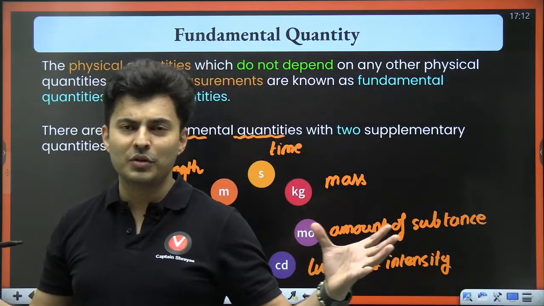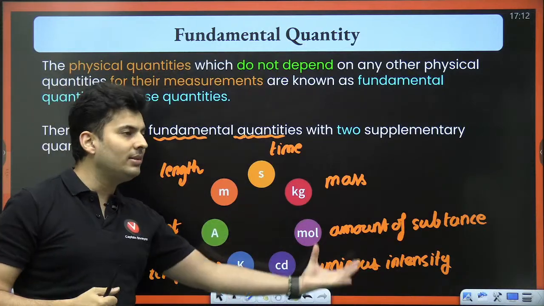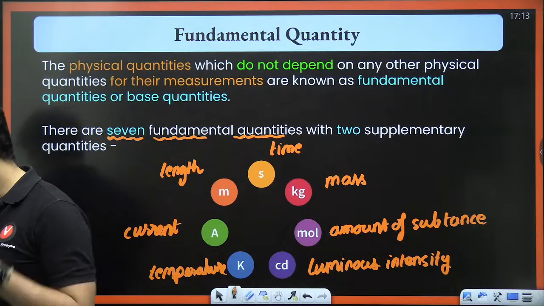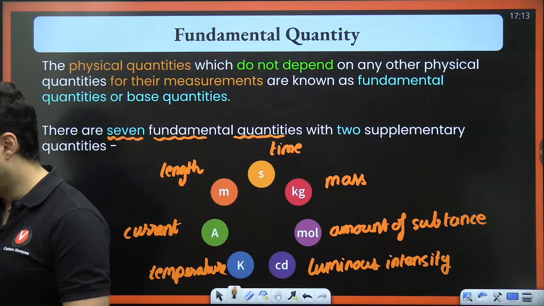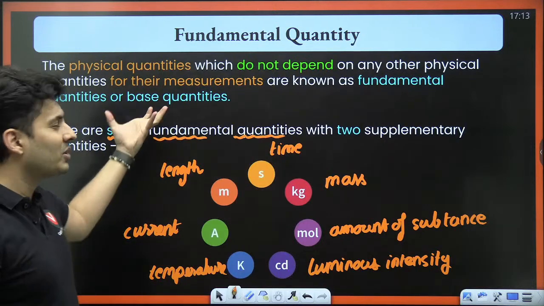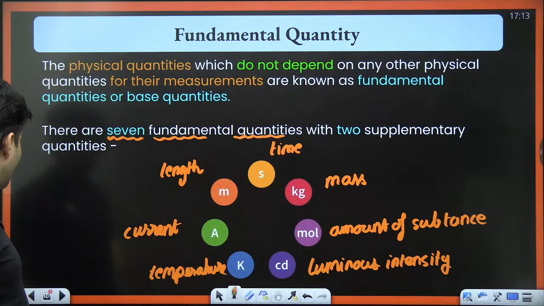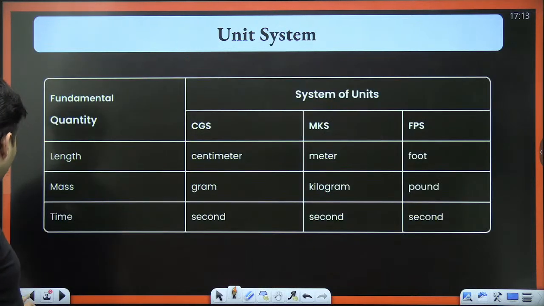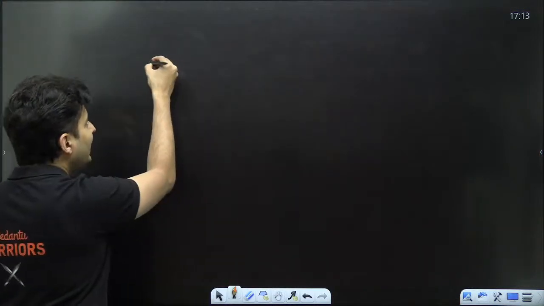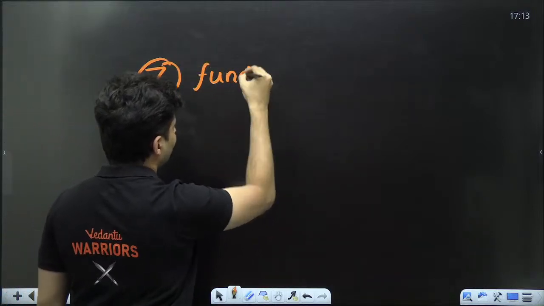Any other thing in this universe, in this physical world, is dependent on or derived from these fundamental quantities. Keep this in mind. They are also called base quantities because they are very basic. Understand that. Now there is a small problem. See, we decided that there are 7 fundamental quantities.